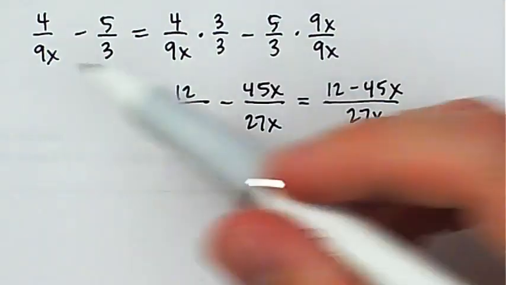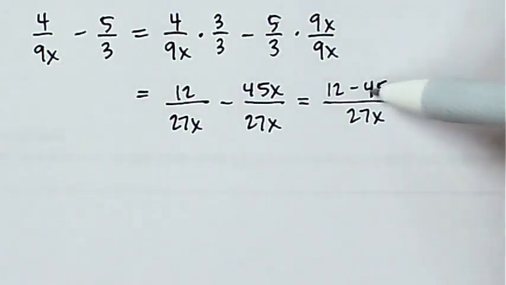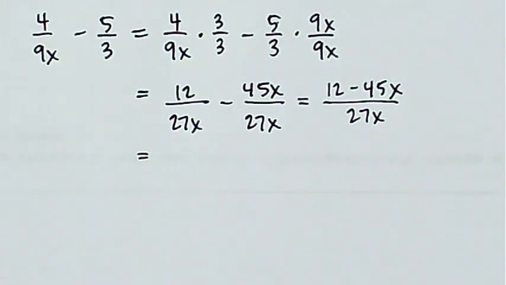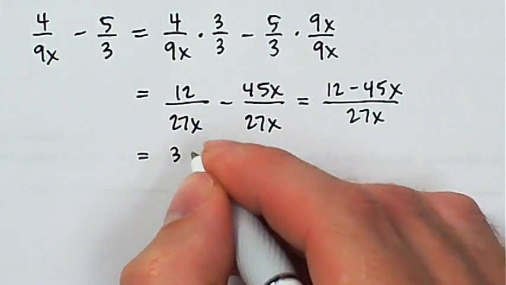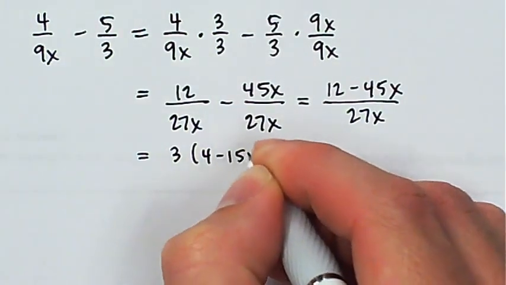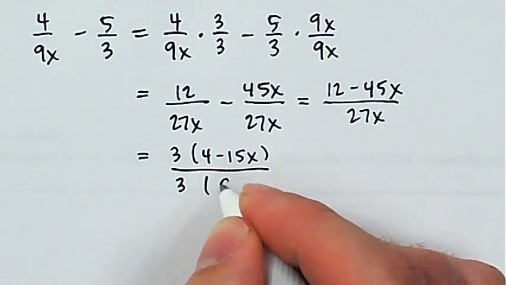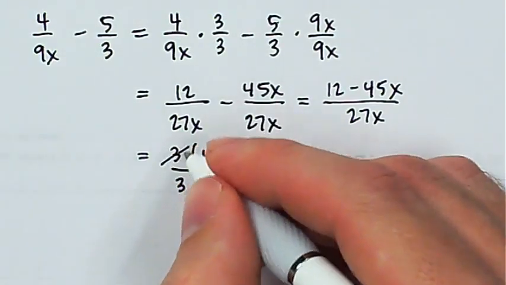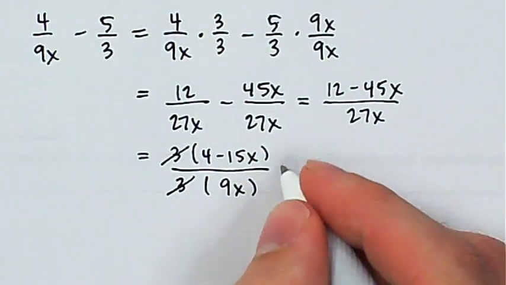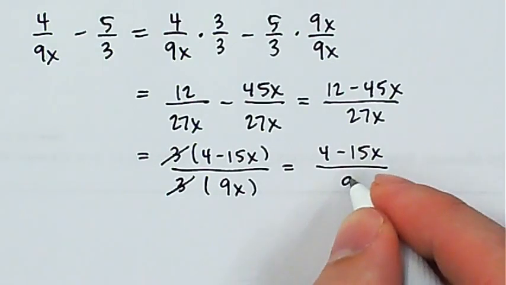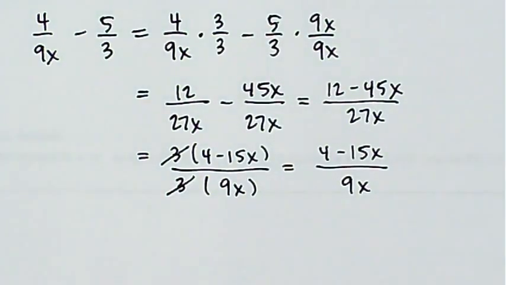But the thing is, because 3 and 9 had that common factor, there's going to be this redundancy here. I can factor a 3 out of top and bottom. And I will need to do that if I want my answer to be fully simplified. So it would be 3 times (4 minus 15x) divided by 3 times 9x, and then I can cancel off the 3's. Okay, and I'd be left with 4 minus 15x over 9x. Okay. And that's how we're going to add and subtract things with an x in them.